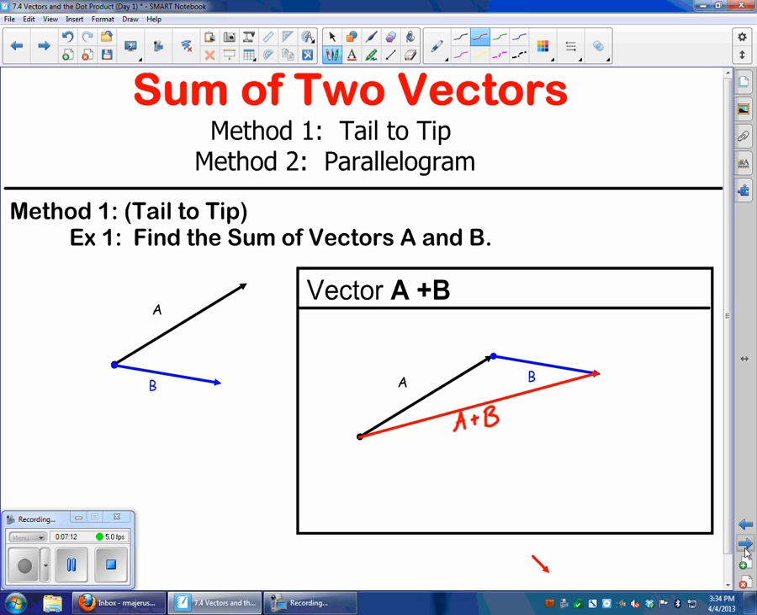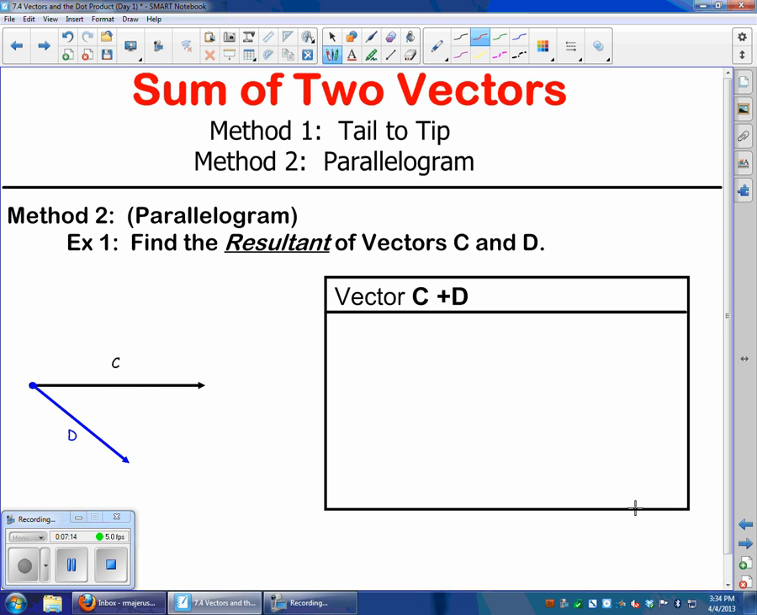All right, so let's take a look at the parallelogram method next. Basically, the parallelogram method is just going to be the tail to tip method twice. And again, we used that word in the last one, though we didn't call it that last time. But this one will say find the resultant of vectors C and D. And that is, again, just their sum.